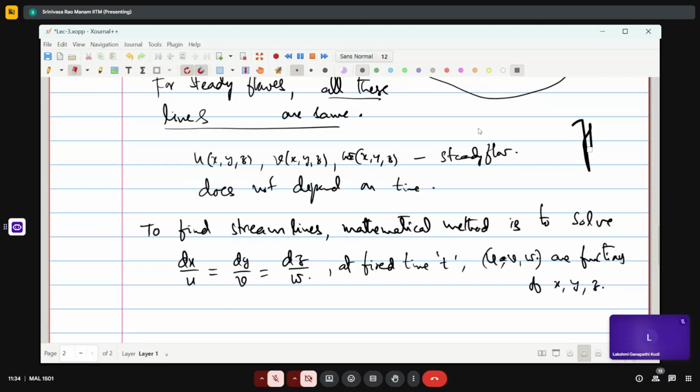What is this one? This is path lines, for example. You see, one particular line may go like this, and another one is coming, it may go like this. These are path lines, because these are not steady. So this is for unsteady flows.